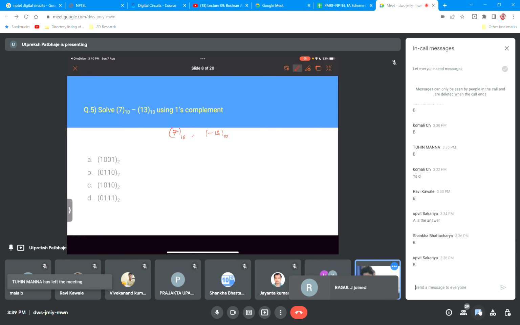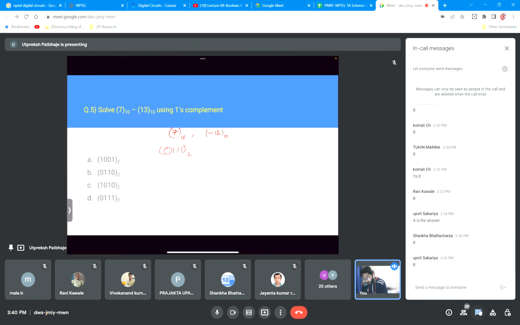Okay, so 7 we will convert to binary. If you convert 7 to binary, this will be 0111. Since 7 is already positive, you don't need to find its ones complement. For this complement based subtraction, we have to write down 7 in binary in ones complement form, and negative of 13 in binary in ones complement form.